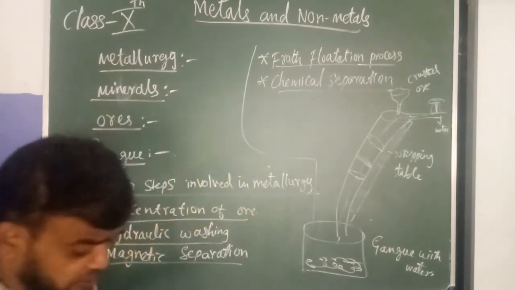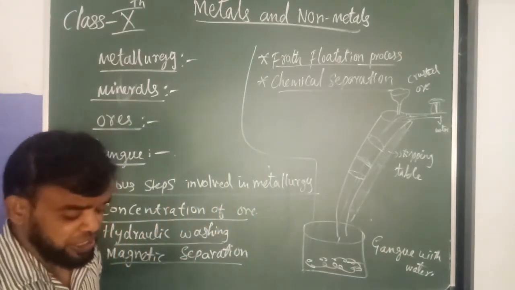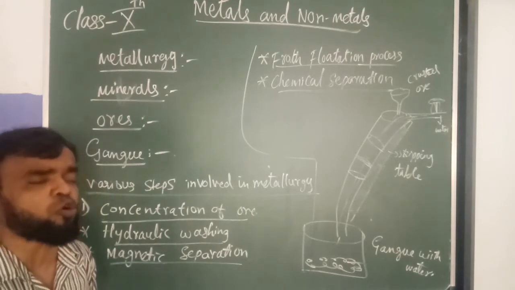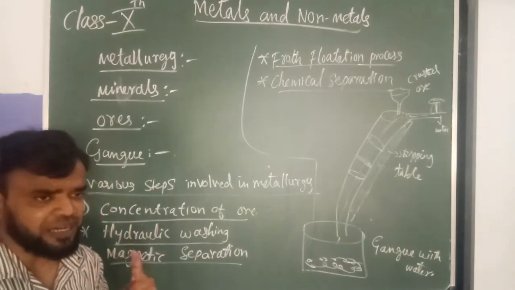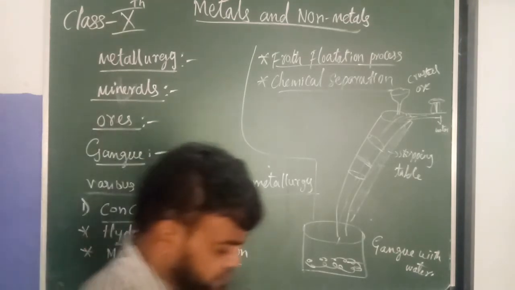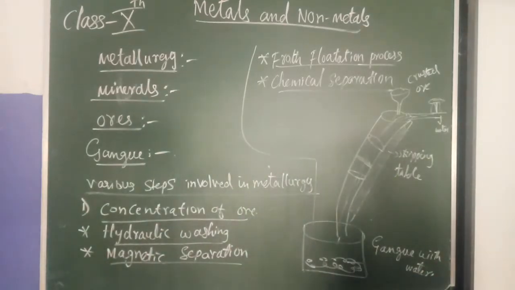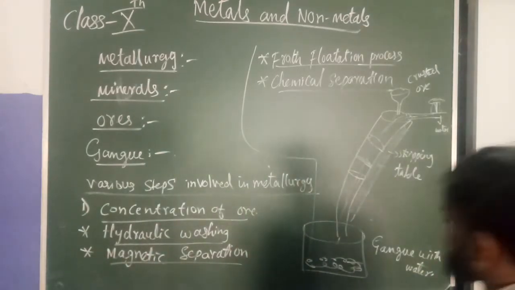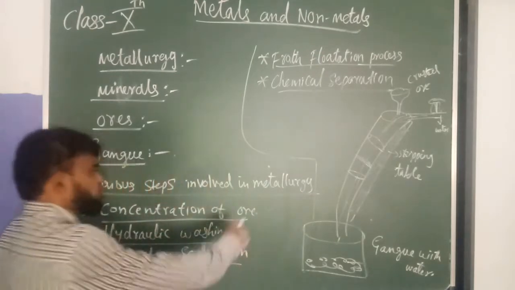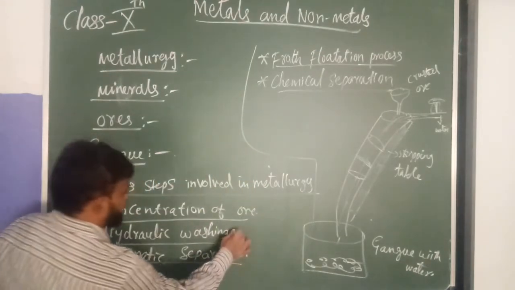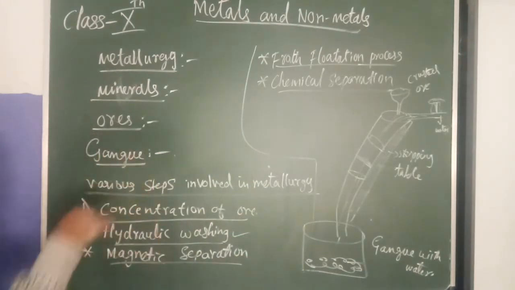Understood? Now the limitation of this method is it is used only for heavy ores like iron. Understood? Next one I am going to explain, that is, hydraulic washing is over. This was the first one, that is hydraulic washing.